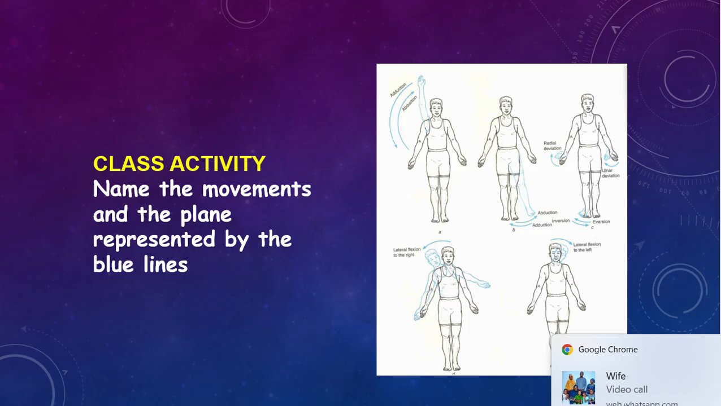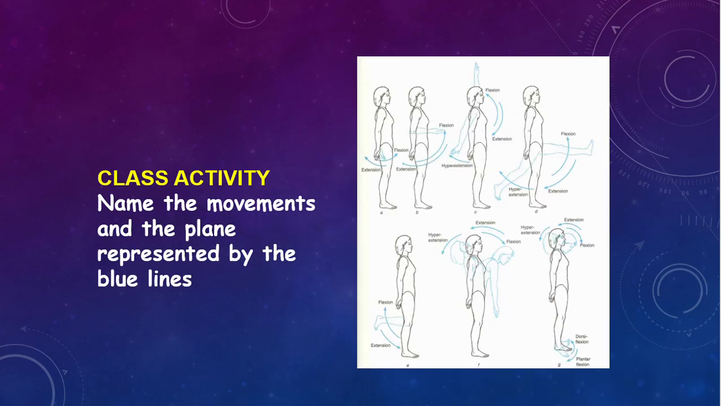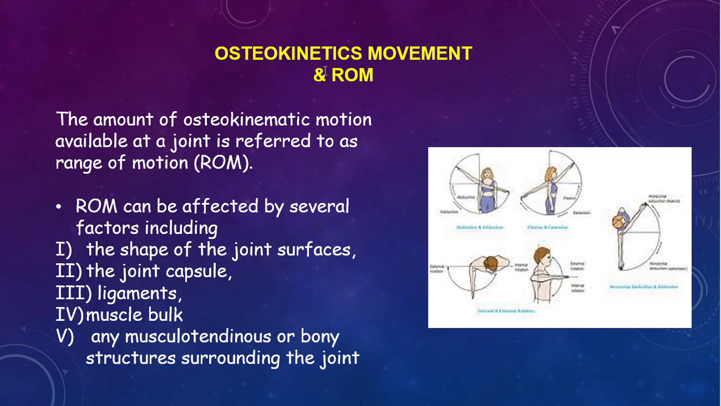Slide number 9 is to name the movement, name the plane, and name the axis of the movement. You have that from slide number 8, slide number 9, and slide number 10. Okay. Now, still talking about osteokinematics, movement of bone away from bone in our body could be limited by a lot of factors.